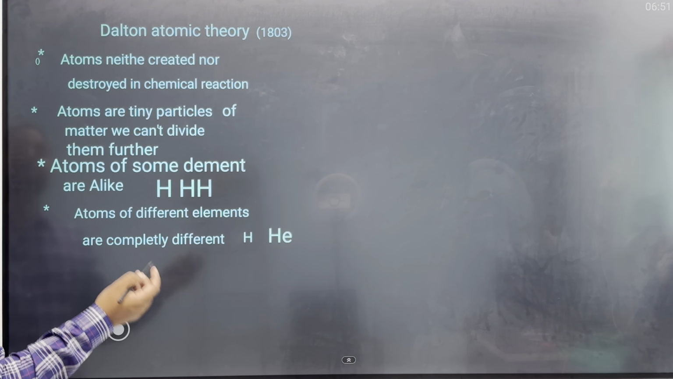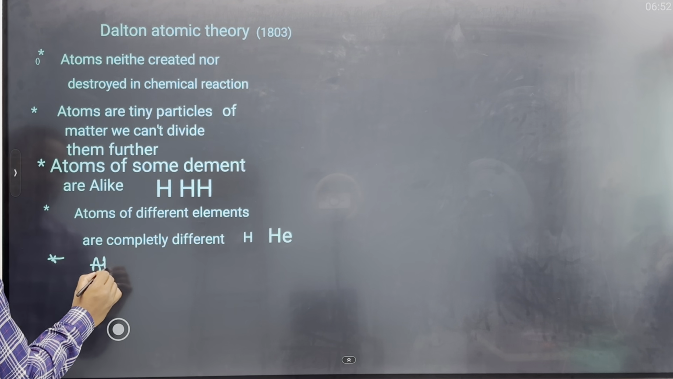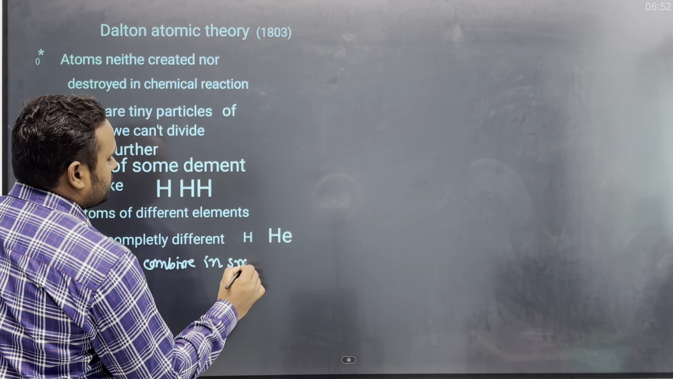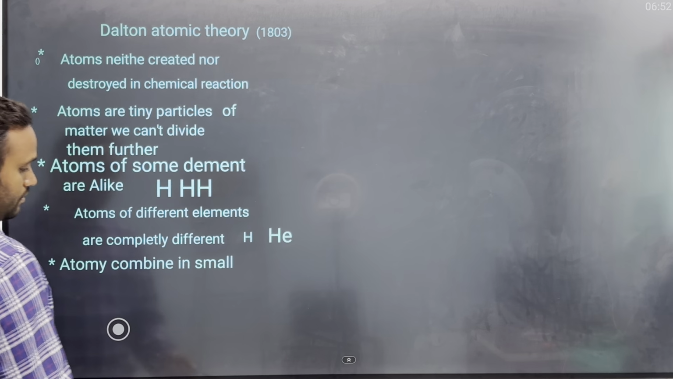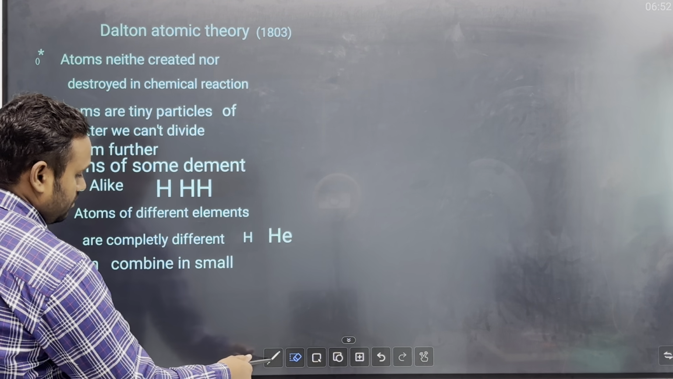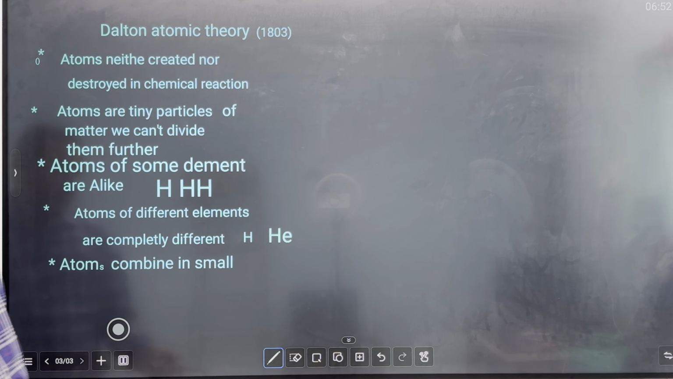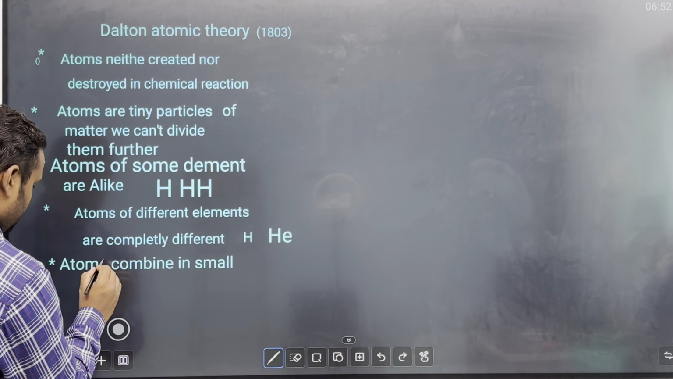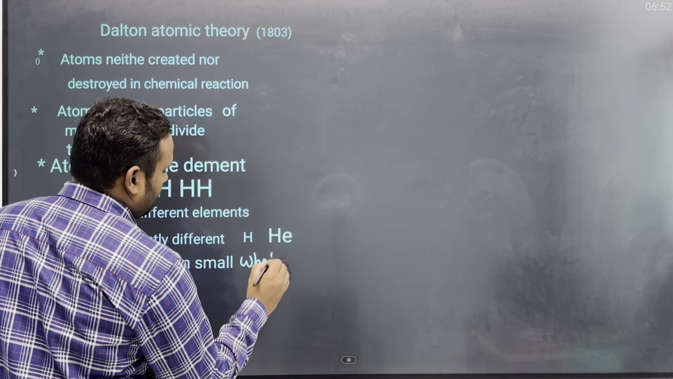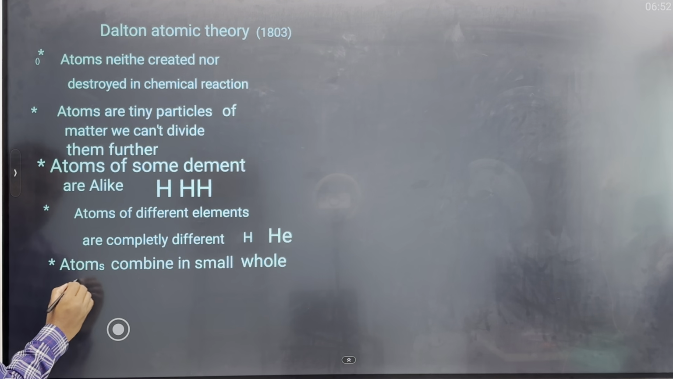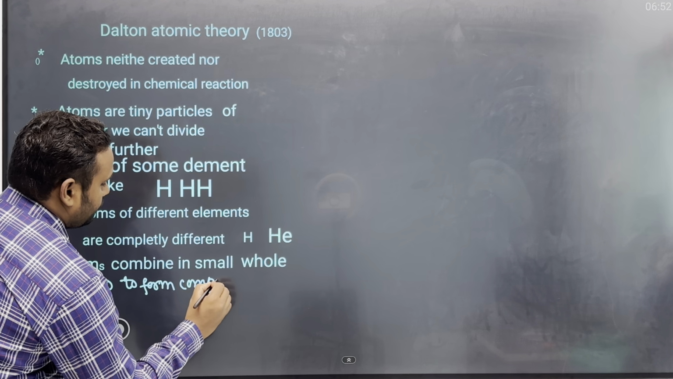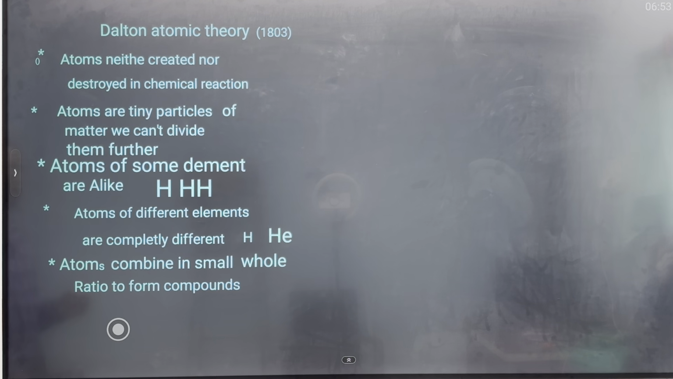Next, atoms combine in small whole number ratios to form compounds. Atoms combine in small whole number ratios to form compounds.